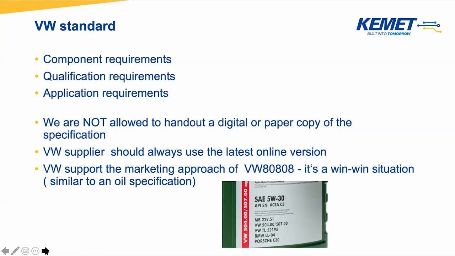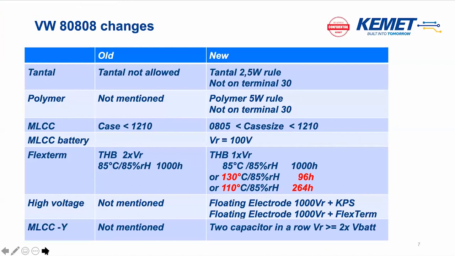What are the changes? So the first one was in 2013, then there's a change in 2015, and then the latest one was now. In the old one, tantalum was more or less not allowed. And that's not really true, because it's not allowed on the terminal 30. Right now, it's explicitly allowed to use a tantalum capacitor up to a 2.5 watt rule. And what that is, I will explain later. Polymer capacitor was not mentioned, so it's also tantalum. So we say tantalum polymer and tantalum standard or classic or MnO2. So that tantalum is the one we used the last decades.